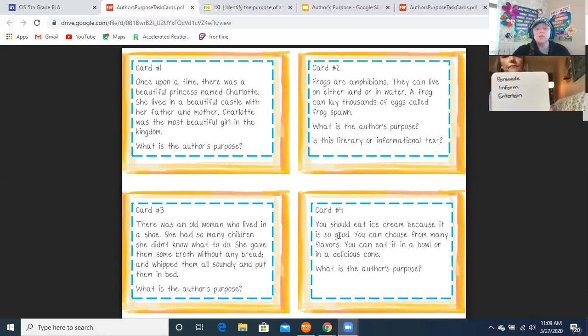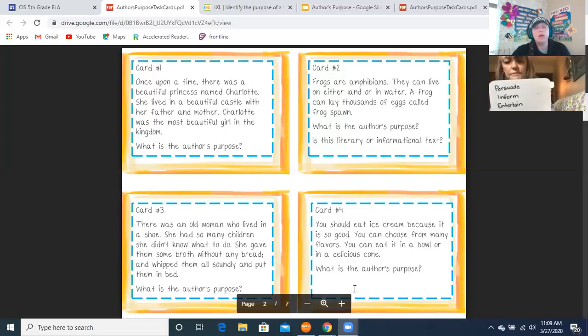Okay, number 4, and this is the last one we're going to do with you. You should eat ice cream because it is so good. You can choose from many flavors. You could eat it in a bowl or in a delicious cone. What is the author's purpose? This one, I think, is to persuade. So I'm going to write persuade down on number 4 because it is persuading you to eat ice cream. Right, exactly. Yes, that's right.